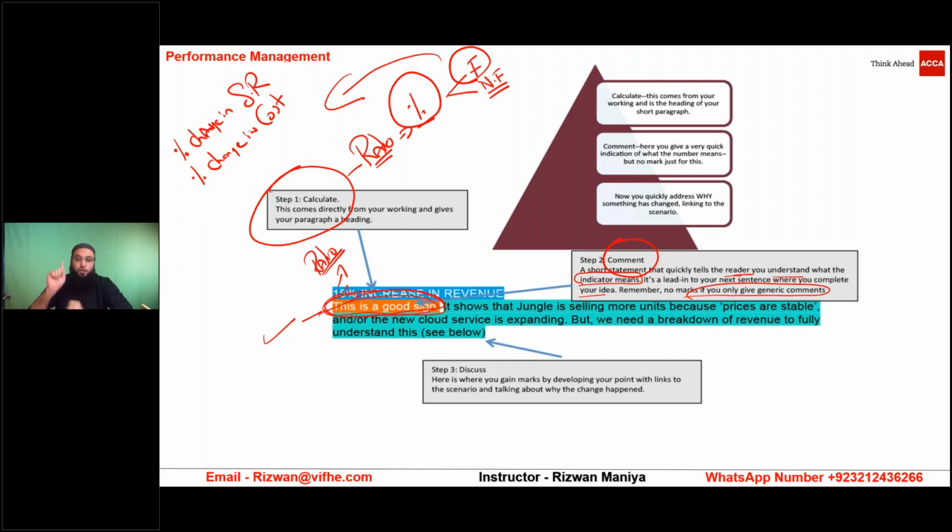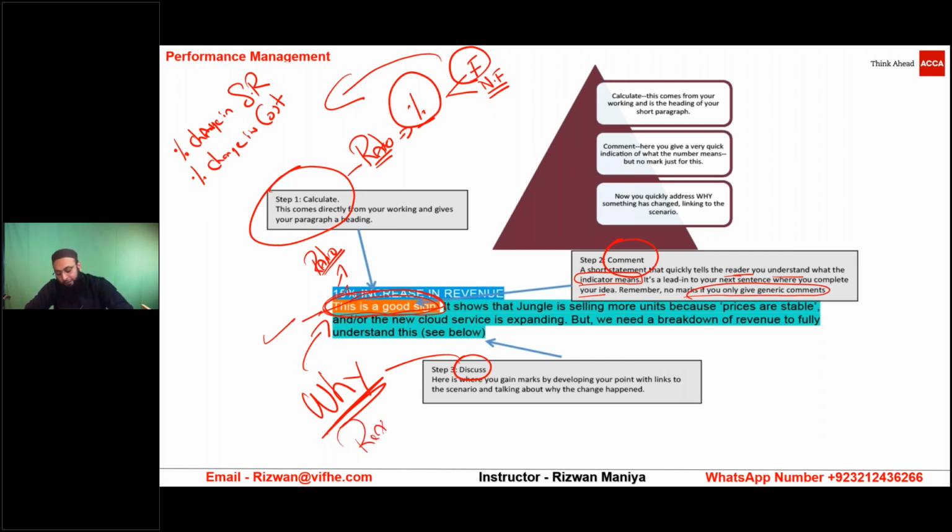Done, everyone? So first calculate the ratio, then looking at the ratio, give your comment whether this is good or bad. That's it. Third comes the most important one, and that is to discuss one thing: why. Why did this change result? If it is good, why is it good? If it is bad, why is it bad? You have to give the reason why this change actually happened.